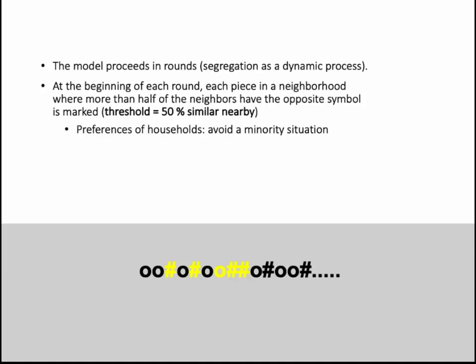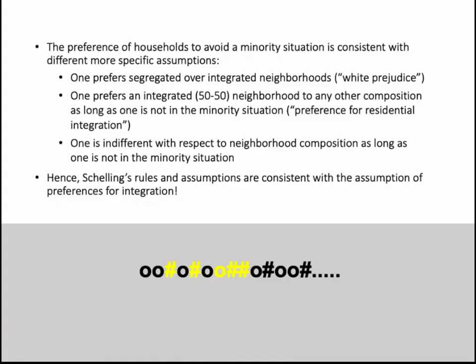In such a way that, let's say I'm a hashtag and in my neighborhood there are 5 circles compared to 4 hashtags, then I'm unhappy. As soon as I'm in the minority. And these are the unhappy ones. I think I'm going to have an example of that in a second. But these are the unhappy ones, and they just want to get the hell out of there.